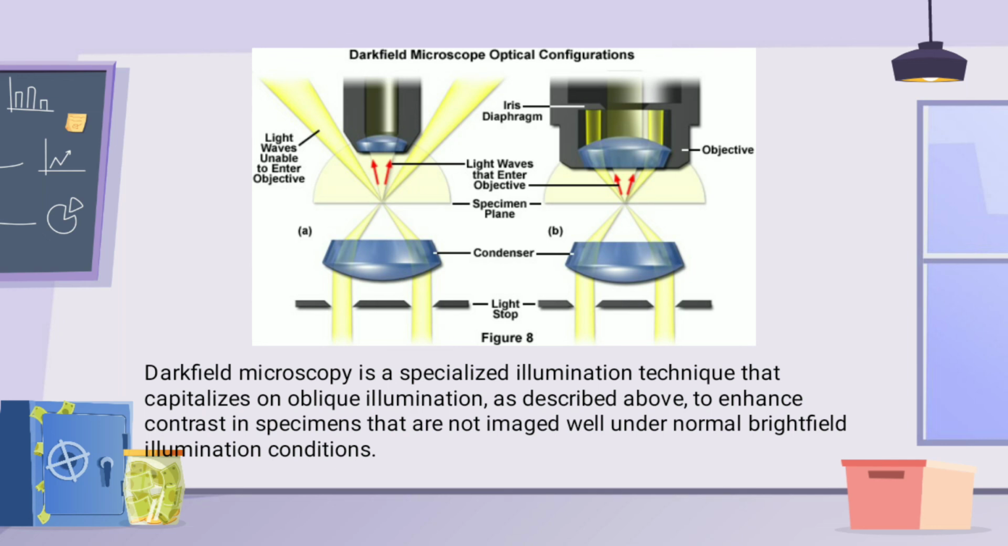Dark field microscopy is a specialized illumination technique that capitalizes on oblique illumination to enhance contrast in specimens that are not imaged well under normal bright field illumination conditions. So, dark field microscopy is an excellent tool for biological and medical investigations. It can be effectively used at high magnifications to image living bacteria or at low magnifications to view and image cells, tissues, and whole mounts.